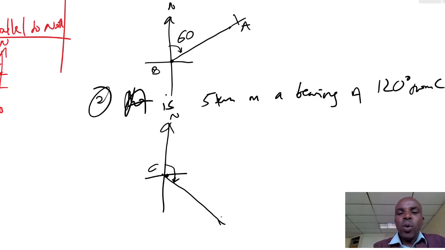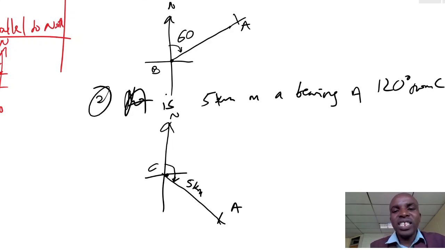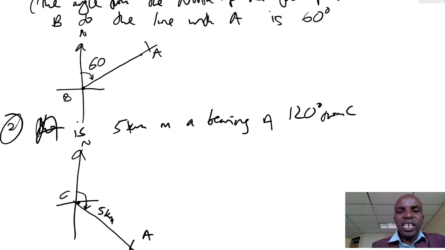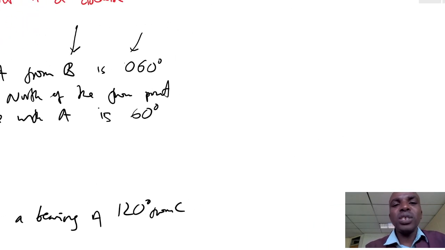So this is the line where I can have my A, and the distance is 5 kilometers from the north of the from point, which is C in this case, right? Then let me add some more examples.